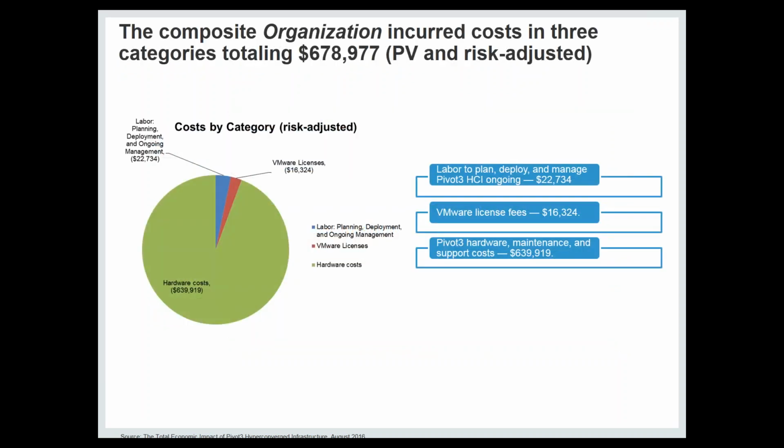There were costs incurred by the composite organization, which included planning and deployment labor, VMware license fees, and Pivot3's hardware, maintenance, and support costs. These costs totaled $678,977 over 3 years. Next slide.